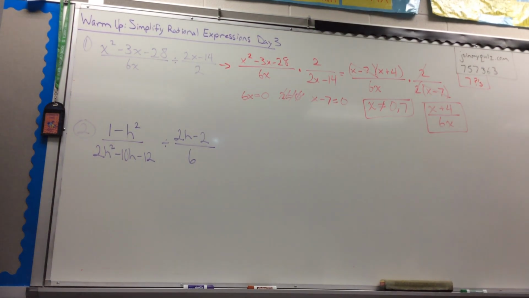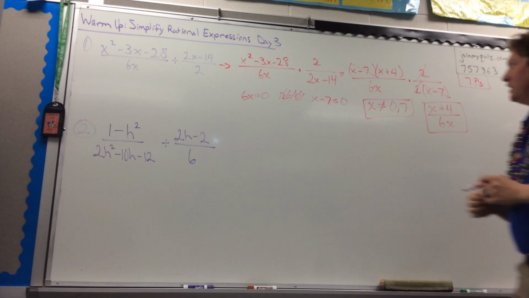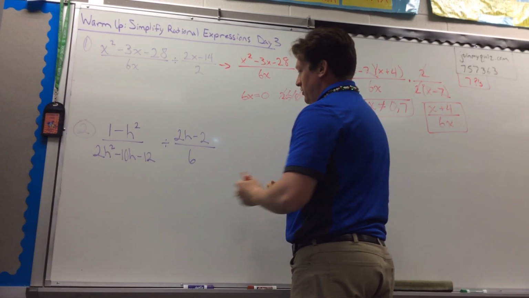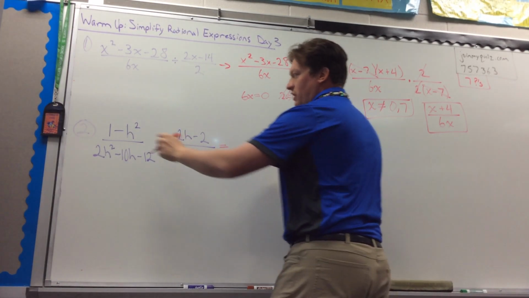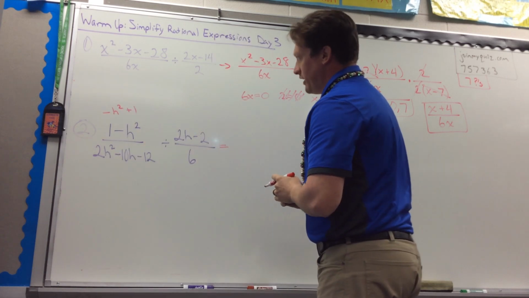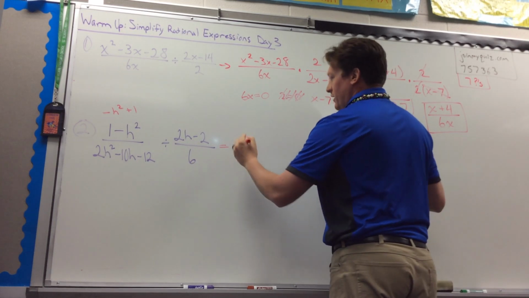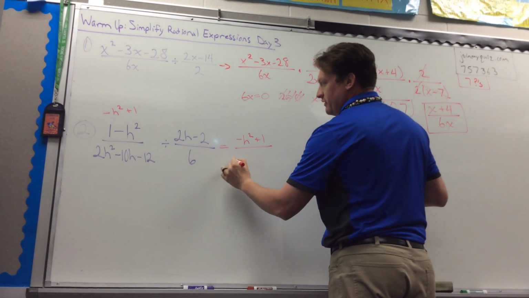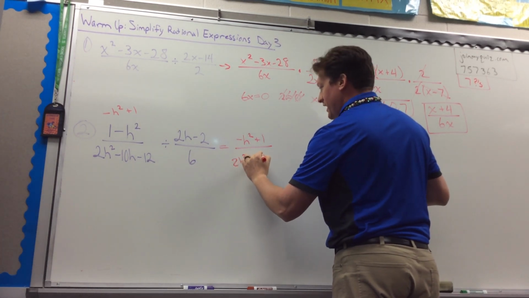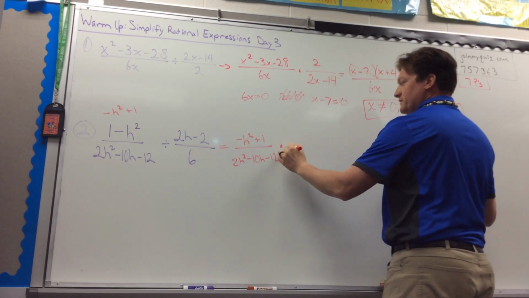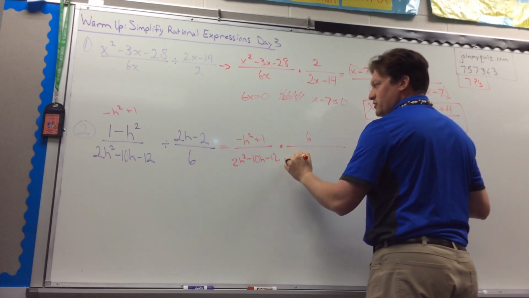That takes care of the first question. We're going to do the same thing with the second question. I want to put it in factored form, but I want to put it in order, and I also want to flip it. So with this one right here, I'm going to go ahead and change this to negative h squared plus 1, because I always want to write it in order. Everything else is in order, and then we're going to get it in factored form. So here I've got negative h squared plus 1, underneath that, 2h squared minus 10h minus 12. Change the sign and take the reciprocal. That gets me 6 over 2h minus 2.